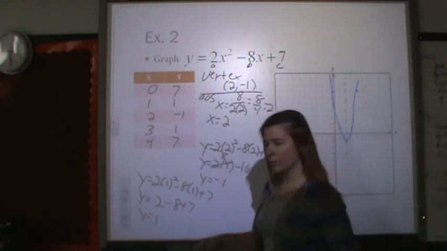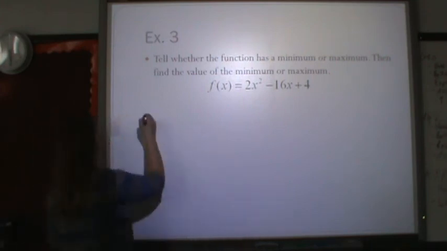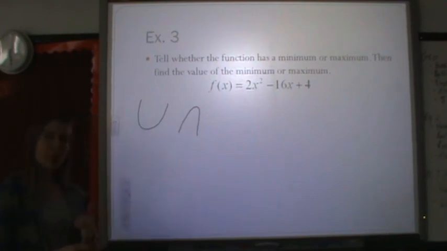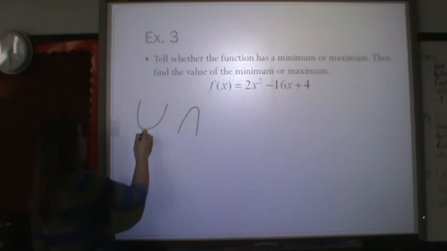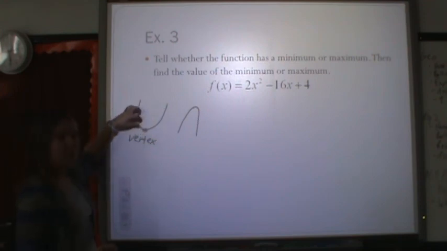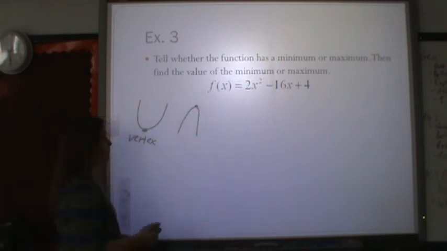I have one last problem to show you. Tell whether the function has a minimum or maximum, then find the value of the minimum or maximum. When we're looking at a parabola, remember it could either open up or it could open down. A minimum would be the lowest value you could have, so if we're looking at a parabola, that's going to happen at your vertex. So basically, if your parabola opens up, it's going to have a minimum value. If it opens down, it's going to have a maximum value.